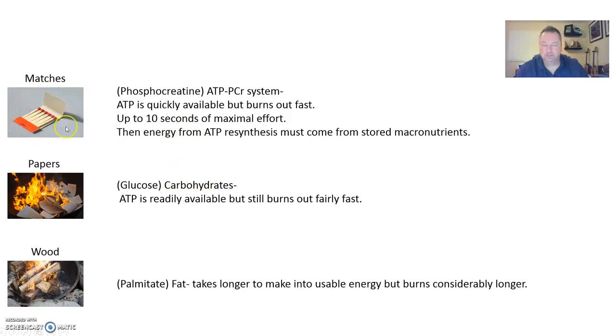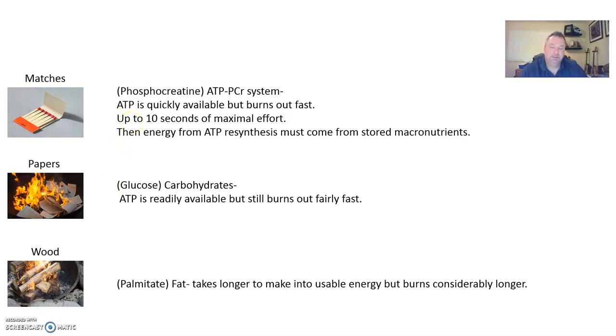So on the top left, we have a picture of a book of matches. We have a limited amount of matches in the match book here, but we know when we light the match, it's going to quickly provide energy, but it's going to burn out fast. May give us 5-10 seconds worth of energy. This is very similar to the ATP-PCR system.